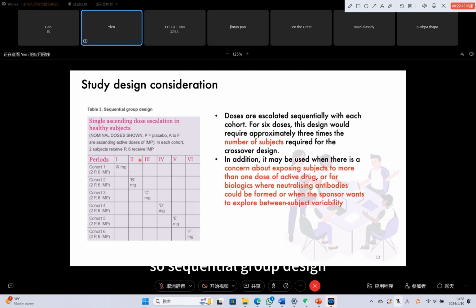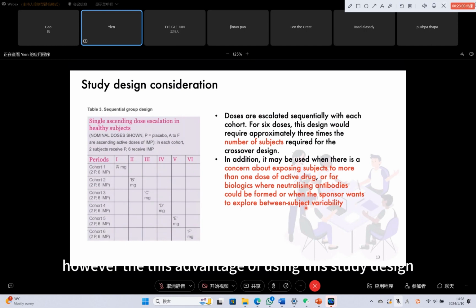Sequential group design usually uses single ascending dose escalation in healthy subjects. This kind of study design is usually used when there is a concern to expose subjects to more than one dose of active drug, or biologics when neutralizing antibodies could be formed, or as simply as when the sponsor just wants more subjects to look at the subject variability.